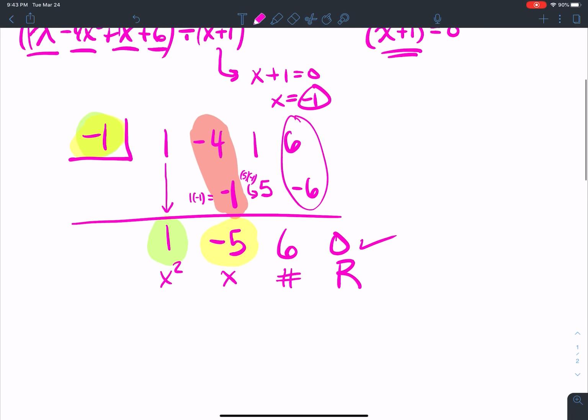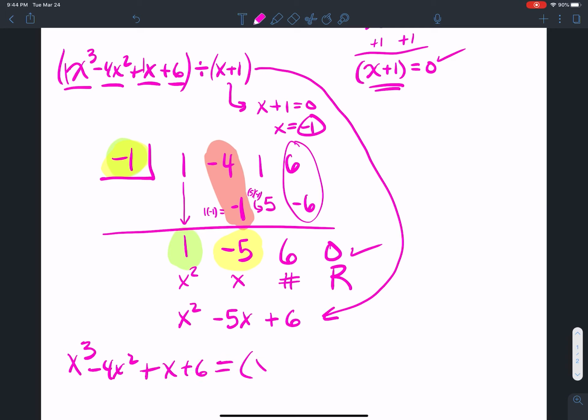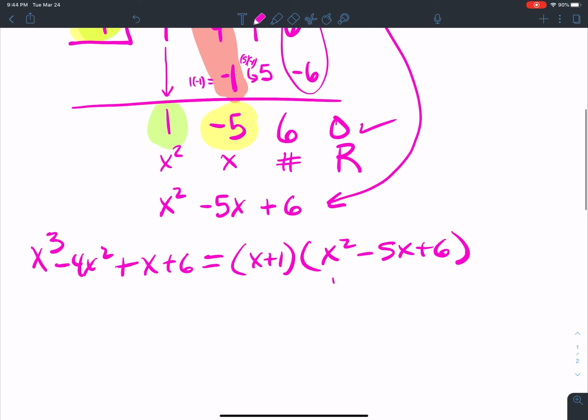So how do I write this solution out? It's 1x squared minus 5x plus positive 6. Okay, and then there's no remainder. So what does this tell me? This answer right here is equal to that. So that means that x cubed minus 4x squared plus x plus 6 equals x plus 1 times x squared minus 5x plus 6. Okay? This is good because now I think we can factor this with the trinomial t-chart.